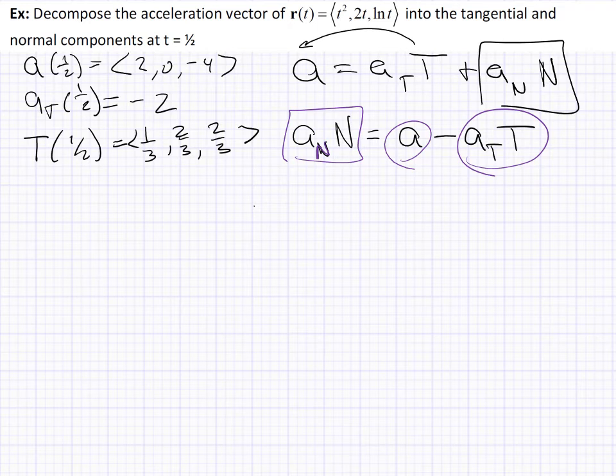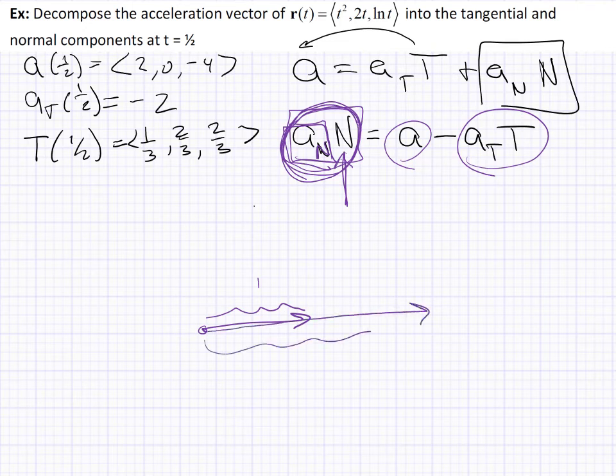To find a sub n, we can do a bunch of different formulas, but the simplest way to do it is this. We know that a sub n, n, this is a vector, okay? We know that N is a unit vector. So that means a sub n is just a multiple of that vector, okay? So if we take a unit vector, so this magnitude here is 1, and we multiply it by something, doesn't matter whether it's bigger than 1 or smaller than 1, let's say it's bigger than 1, what's going to happen is that's going to stretch the magnitude of that vector out by the amount we multiplied by.